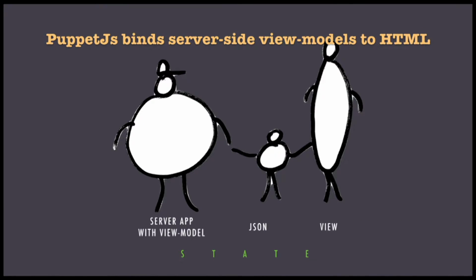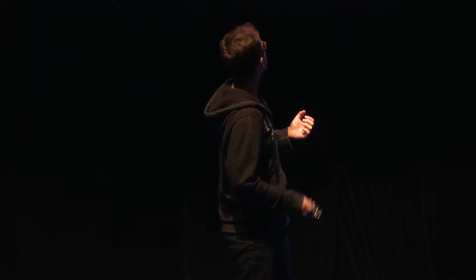So how does it all work? Well, Puppet.js binds this server-side view model with an HTML rendering engine on the client. There is some HTML template, and the client puts the data from the view model to the DOM in your web browser. So we are now not speaking about two separate states of the client and the server. There's only one state that is synchronized using JSON and two-way data binding. And the whole application is controlled by the server.